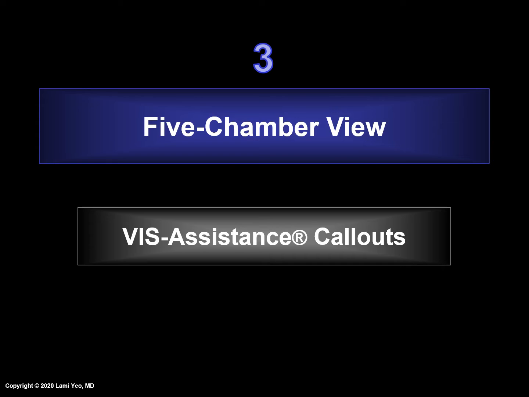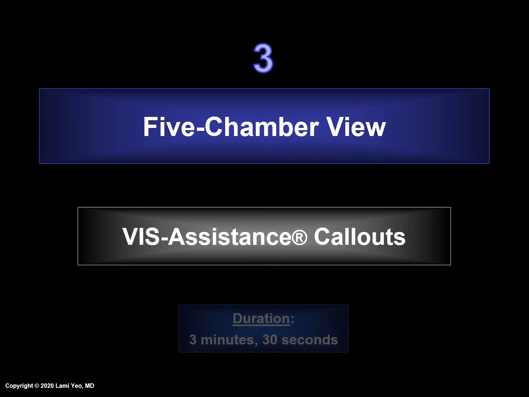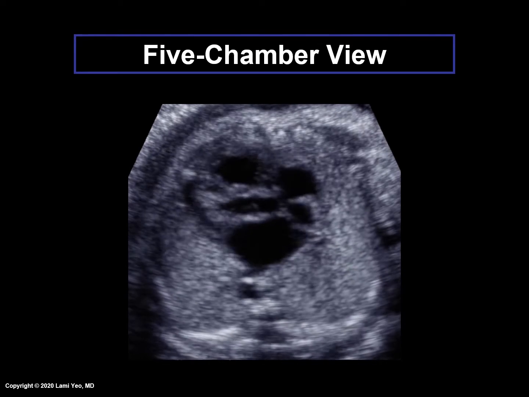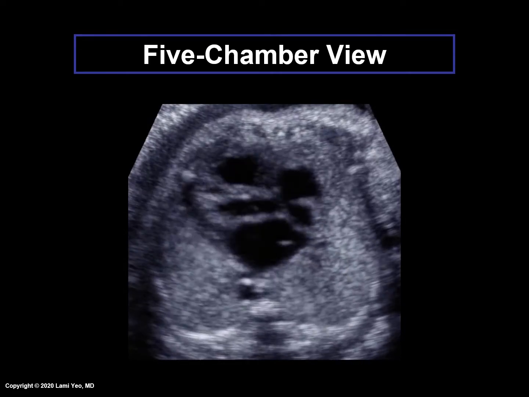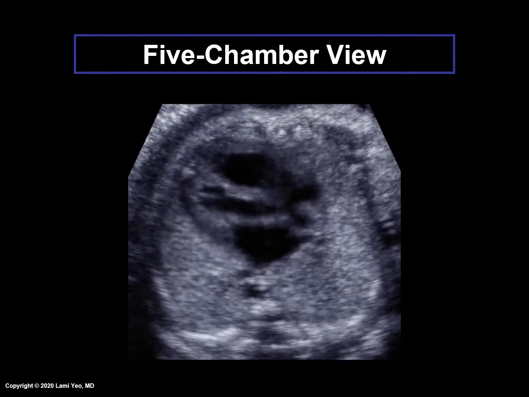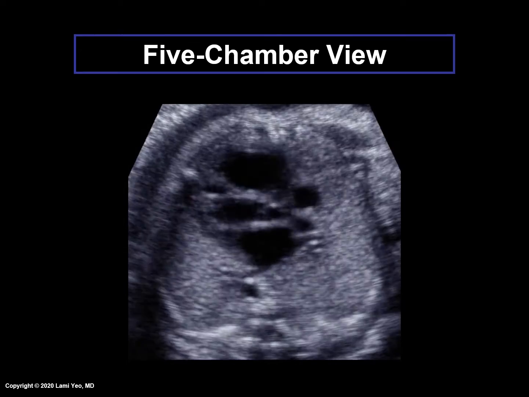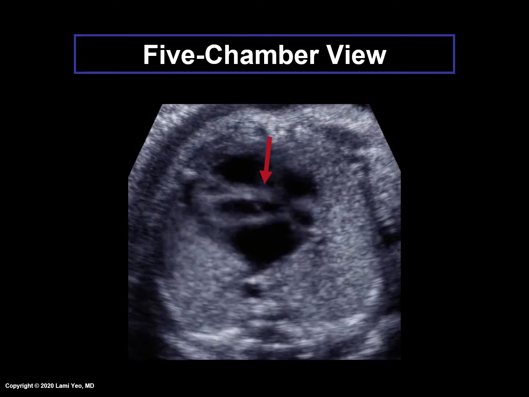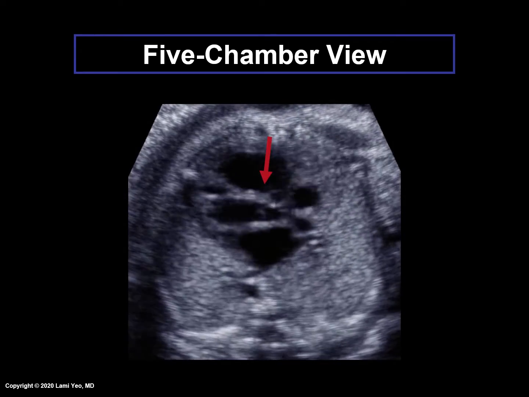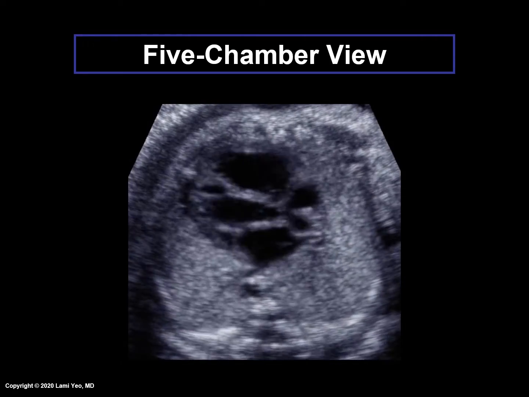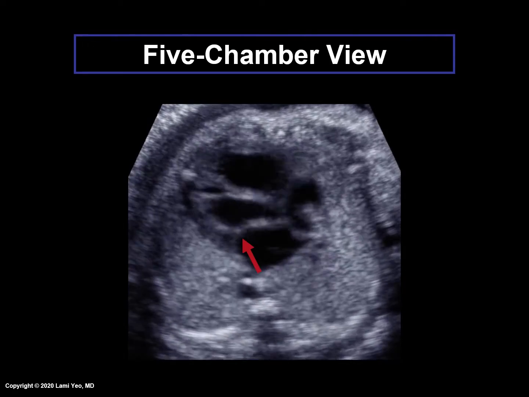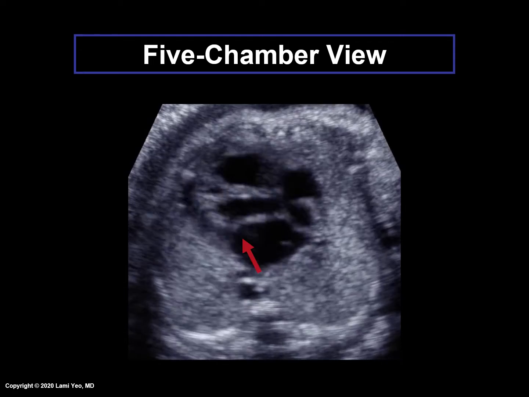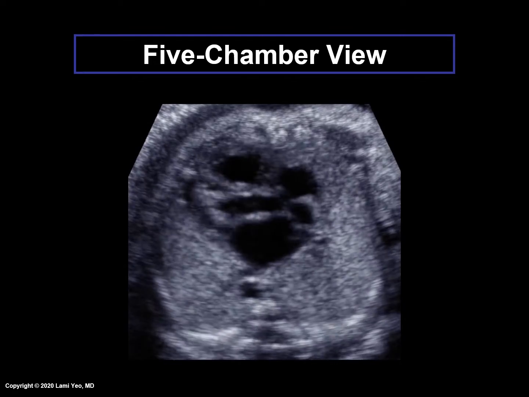Five-chamber view. The total duration of the VISA video clip for this cardiac view is 3 minutes 30 seconds. The goal for this VISA is to demonstrate the aortic root connected to the left ventricle. The anterior wall of the aorta should be in continuity with the ventricular septum, while the posterior wall of the aorta should be in continuity with the mitral valve.